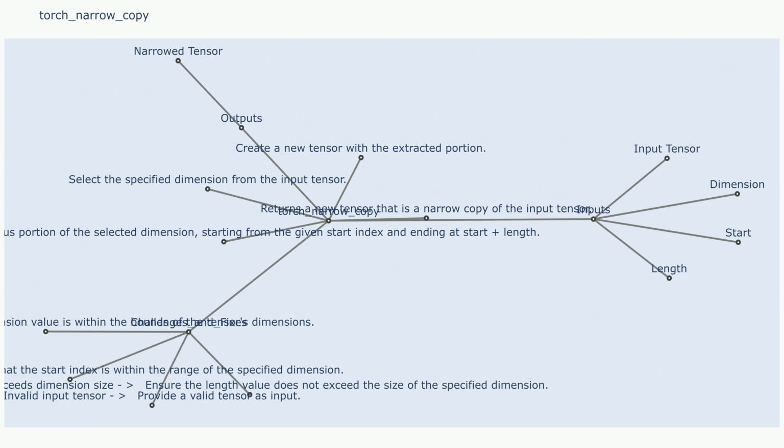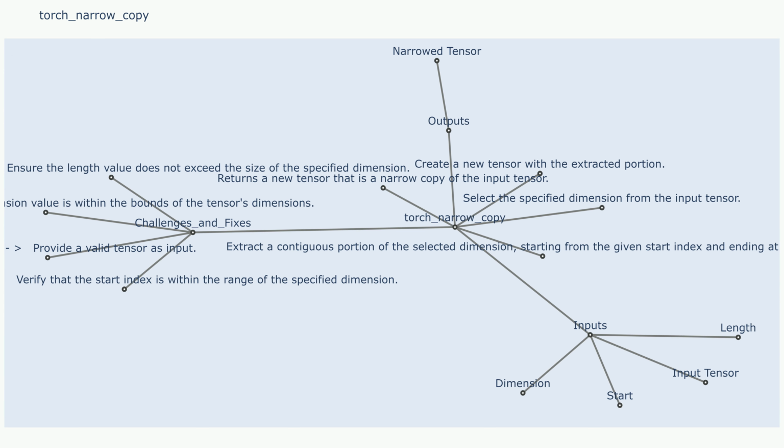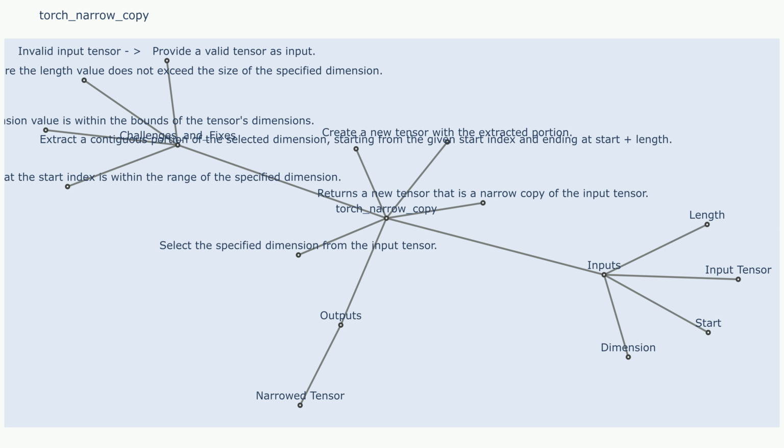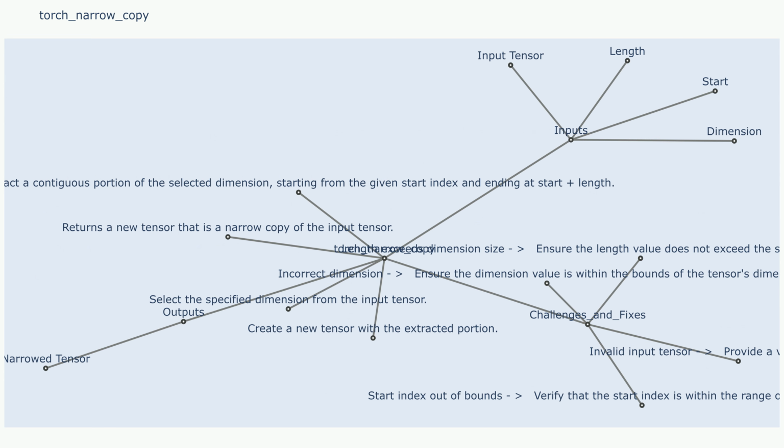Sample use case that resulted in challenge 1: torch.narrow_copy(tensor, dim=0, start=10, length=5), where the tensor has only 8 elements along the specified dimension. Fixes to challenge 1: ensure that the start index plus length does not exceed the total size of the specified dimension in the input tensor.